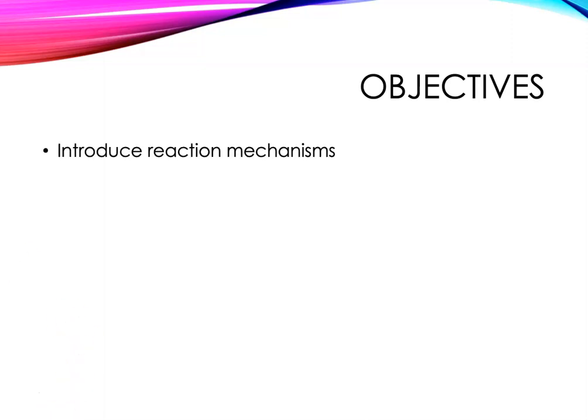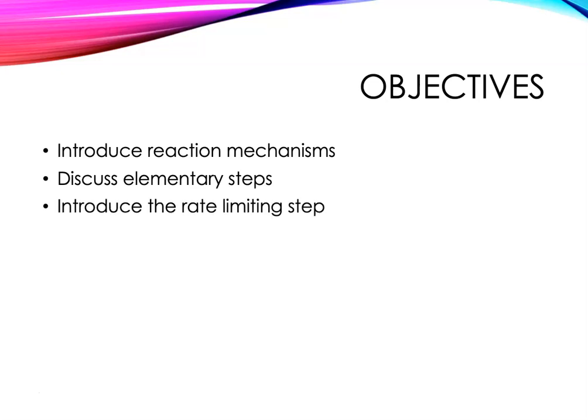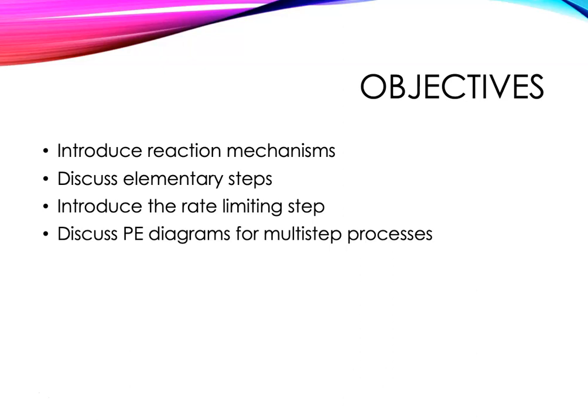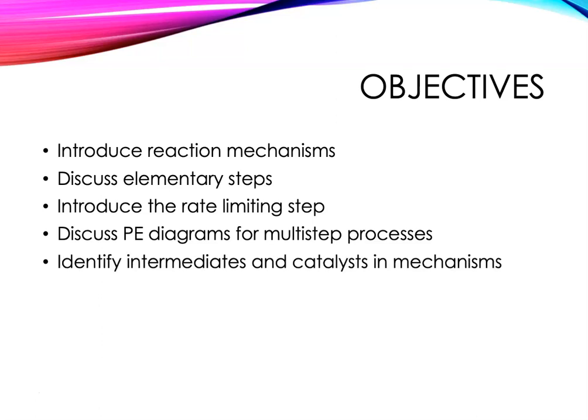First, we need to introduce the idea of reaction mechanisms and the idea of elementary steps, which are what we use to write reaction mechanisms, and introduce the idea of the rate-limiting step, sometimes called the rate-determining step in a mechanism. As we do this, we're going to bring in the idea of potential energy diagrams for multi-step processes and relate them to the rate-limiting step.